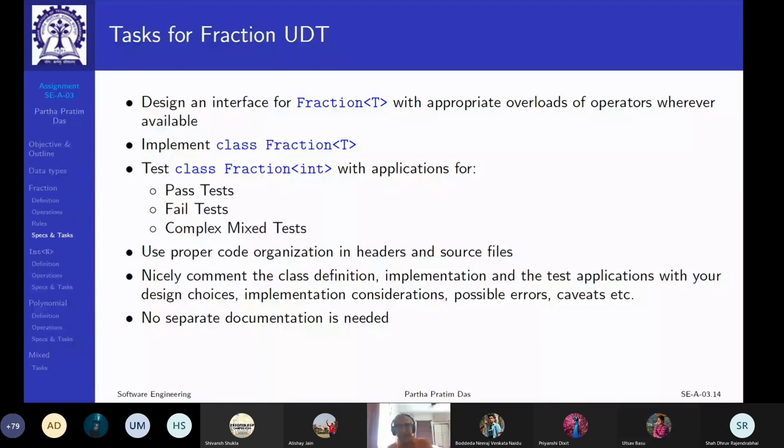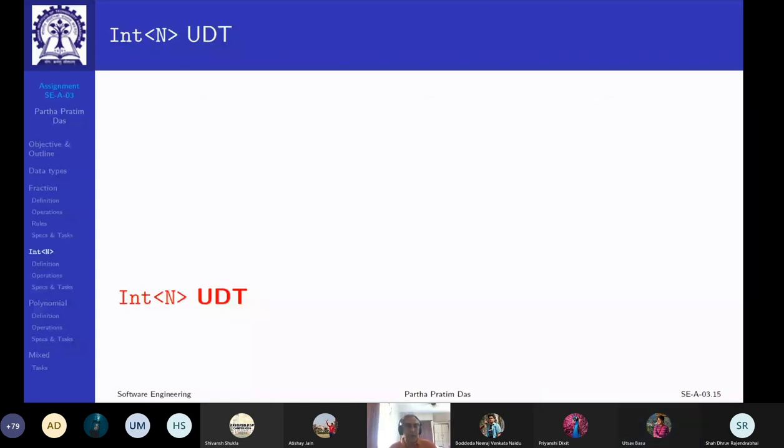Right. Okay. So let me talk about the next data type. You will immediately understand why I am saying this. Then again, you ask the question. So the next data type that I want you to implement, I call int N.